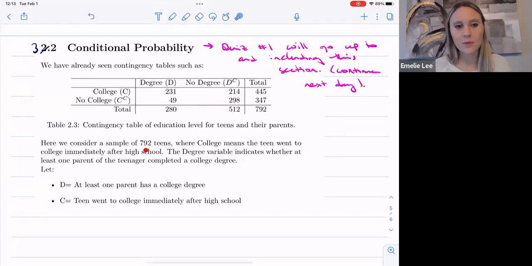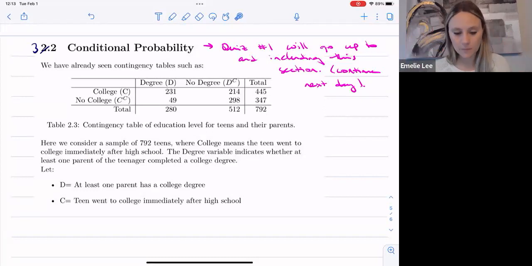So we're looking at a sample of 792 teens, and we have asked these teens through a survey probably, are you going to college immediately after high school? Yes or no, right? And so the college variable means that the teen went to college immediately after high school. It doesn't matter if you went to college 2 years later, a year later, or whatever, it's immediately after high school.